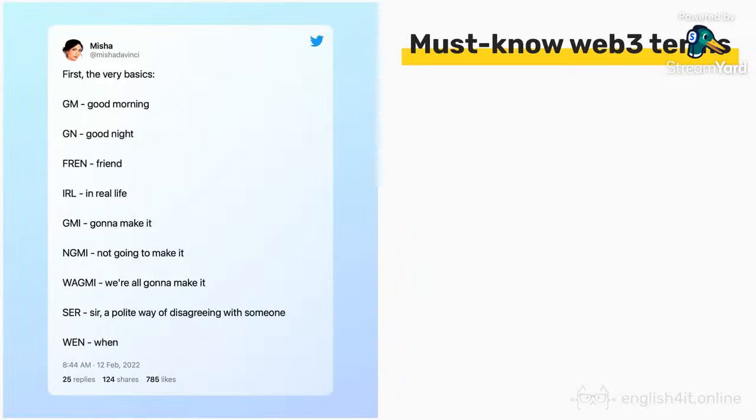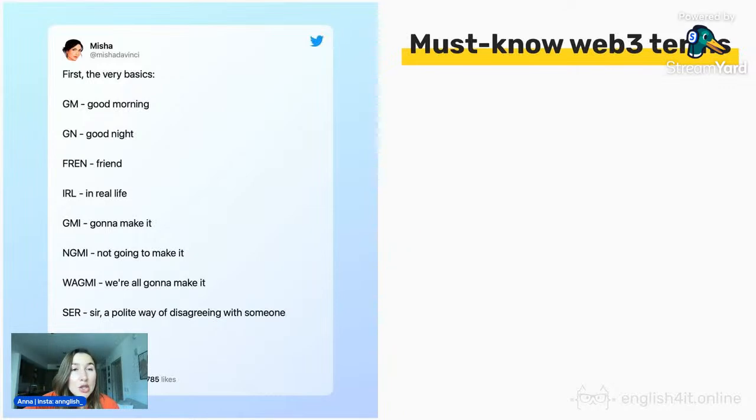Sir, a polite way of disagreeing with someone. And because Web3 is a space populated by very young people, new words are being created, some letters are missing, and that's how people communicate. So like I said, if you follow this account, you will find a lot of this, because people in Web3 do write about Web3 using this language. But it's very fun.